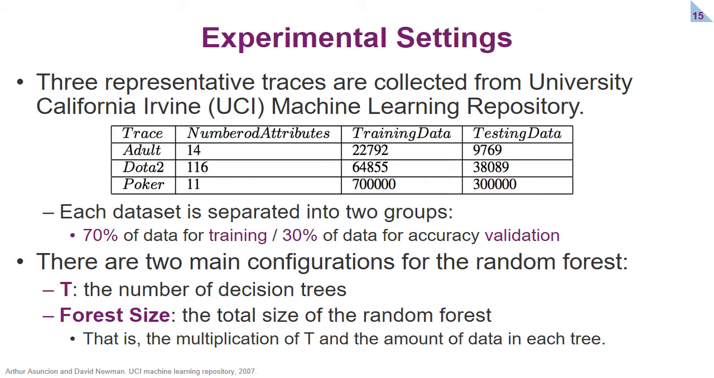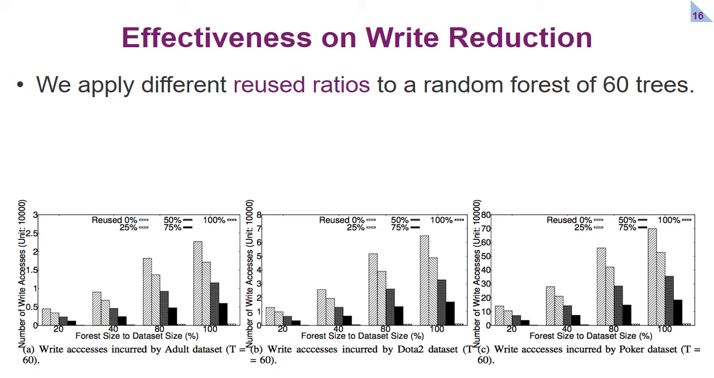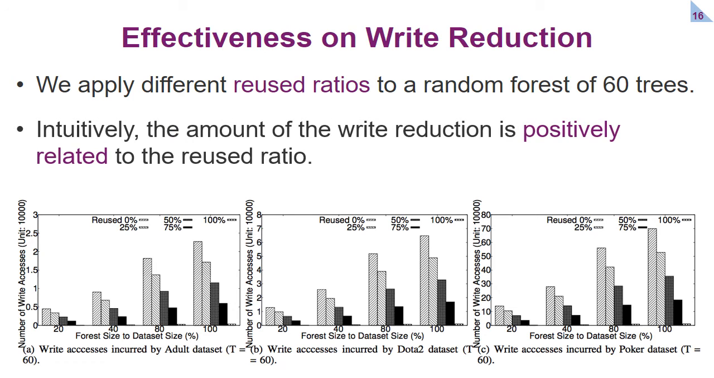The forest size is defined as the total size of the random forest relative to the dataset. The following figures show the write reduction effectiveness of the proposed strategy. The x-axis is the forest size, and the y-axis is the number of write accesses. We can find that the amount of write reduction is positively related to the reuse ratio.